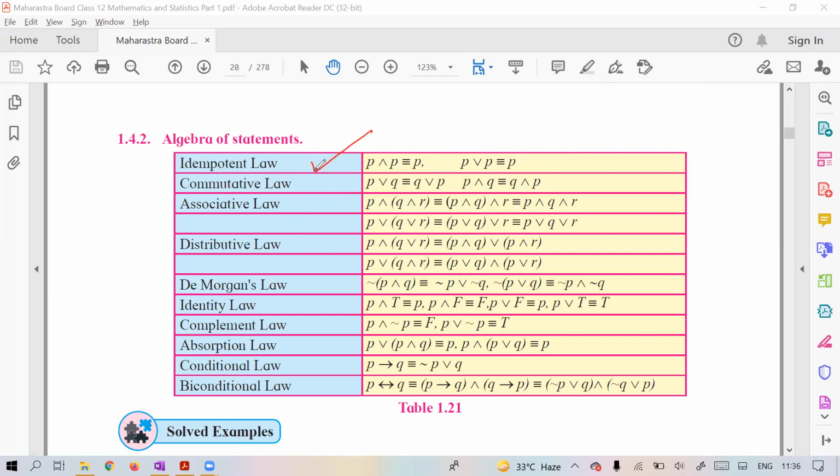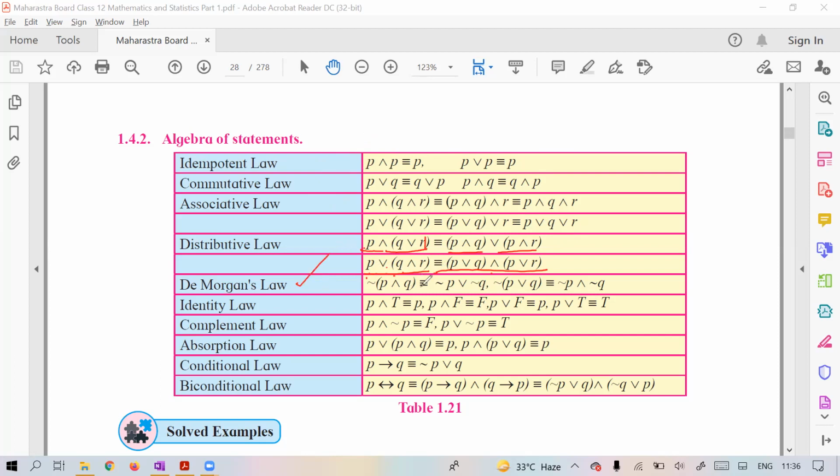Okay. So idempotent law, commutative, associative. So associative means you put the bracket anywhere, the value will be the same. So (P or Q) or R is the same as P or (Q or R). Here the bracket is over Q or R, here the bracket is over P or Q. And here there is no bracket, no problem. Now distributive law. This was the same as what we did here, third and fourth part. So P and (Q or R) is equivalent to (P and Q) or (P and R). P or (Q and R) is (P or Q) and (P or R). Okay.